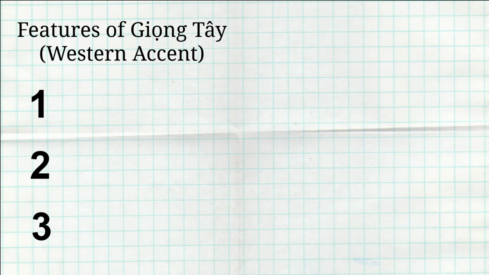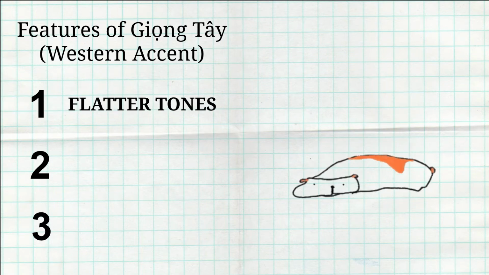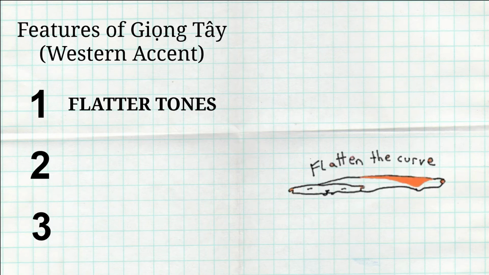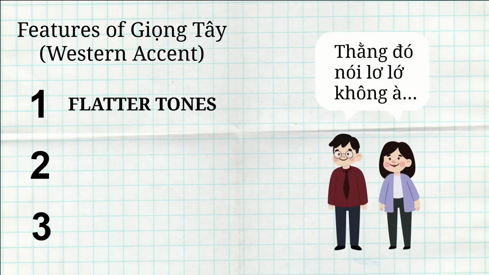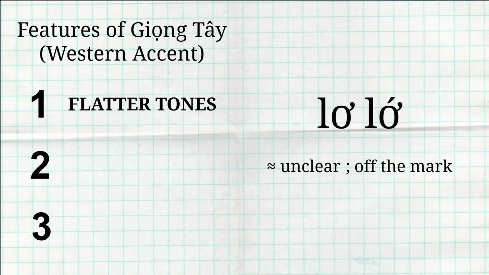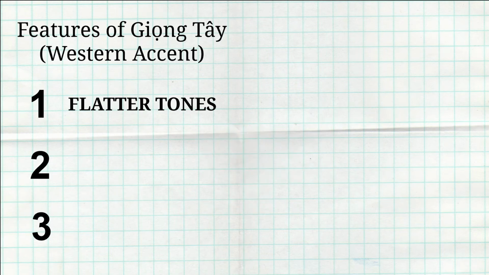The first and foremost is that our tones are flatter. This is because we primarily speak in English, which is relatively monotonal. You may have heard the older generation describe the way we speak Vietnamese as lo lo, which means unclear or off the mark. This term is derogatory, and it implies that you're bad at the language. I don't agree with that assessment, and I'll explain why later on.